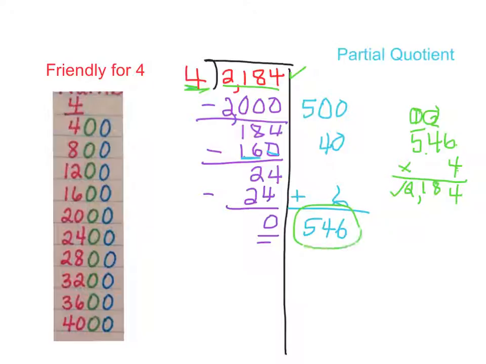So that means I'm ready to write my quotient in the answer space up on the rooftop. So 2,184 divided by 4 equals 546. 5 needs to go above the hundreds place of the dividend, which is the 1. So I make sure to line those up. The 4 is in the tens place above the 8. And then the 6 is in the ones place above the 4. So I am done with that problem.